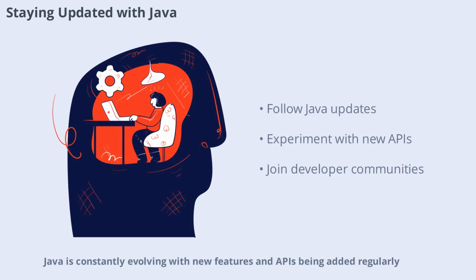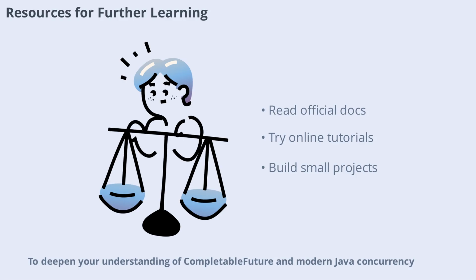Java is constantly evolving, with new features and APIs being added regularly. Stay updated with the latest releases, especially around concurrency and asynchronous programming. Follow official blogs, join developer communities, and experiment with new features like virtual threads and structured concurrency to keep your skills sharp.